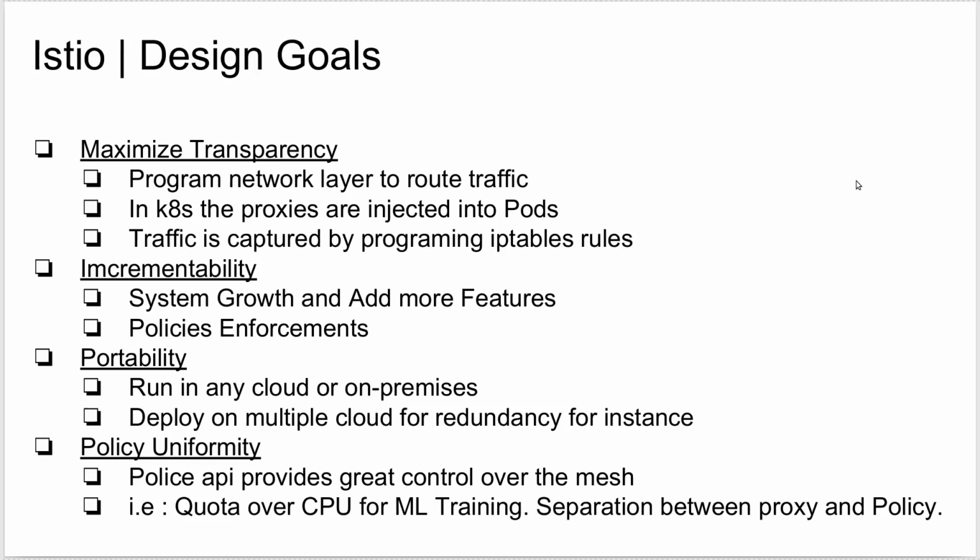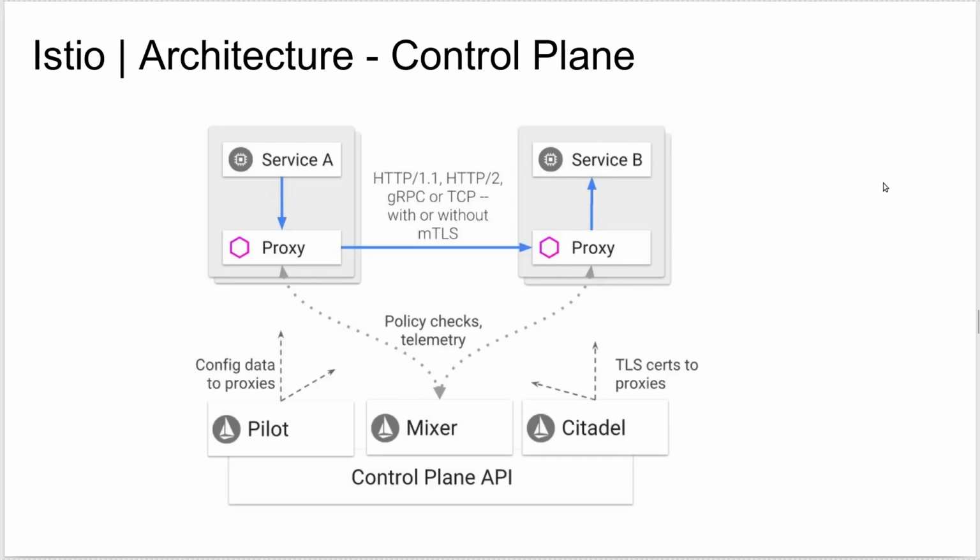And also policy uniformity. So policy APIs provide great control over the mesh. So you can control quota for CPU. Let's say you're running a job for machine learning training, then you can limit the CPU quota there. And that's important because it's a separate concept. So it's not all implemented on the proxy. So there's separation of concerns, which is very good for architecture.